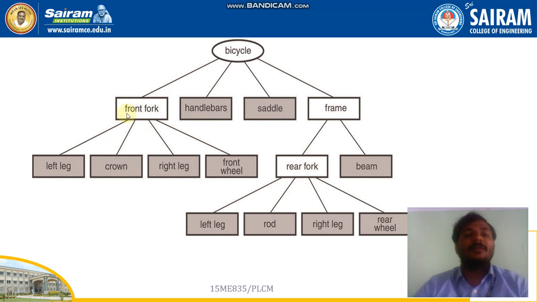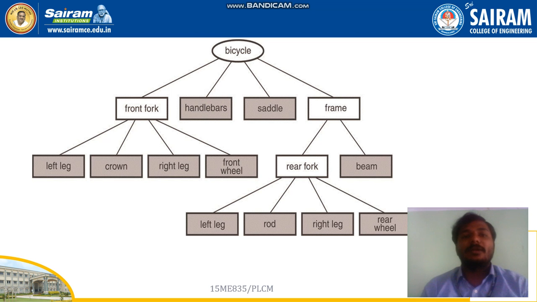Similarly, the front fork has left leg, crown, right leg and front wheel. So there are the front wheel and rear wheel. The bicycle mainly depends on two wheels, right? Half of it comes in the front fork and half in the rear fork, and when you join them together on the frame, one complete bicycle product forms. This is how the product structure is developed in any organization. We have just taken a bicycle as an example.